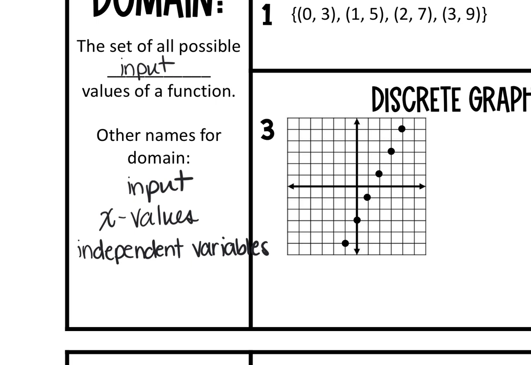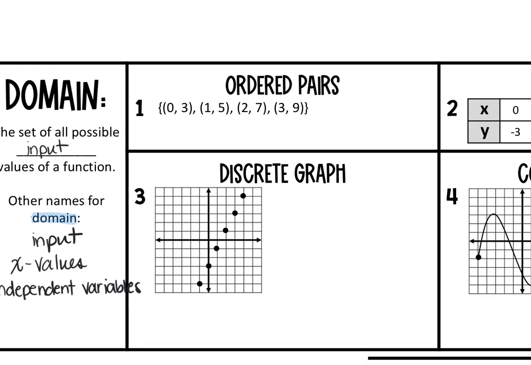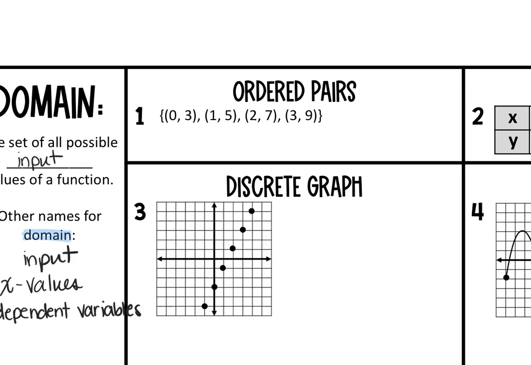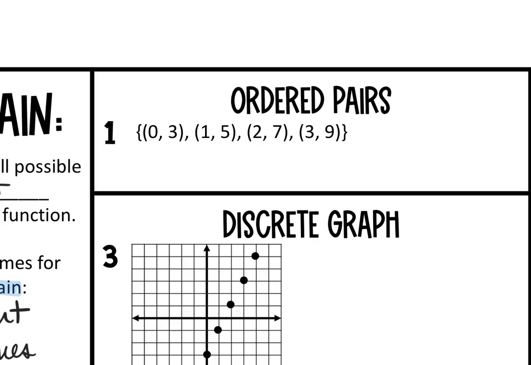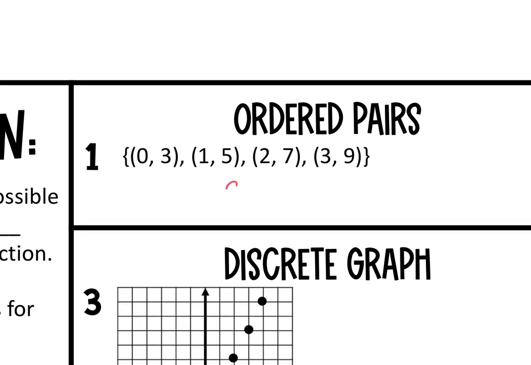So I just want you to make sure you recognize that no matter what terminology the question uses, input, x values, independent variables, domain, all those words mean the same thing. Okay? So when we are identifying domain and range, I've given us multiple different representations. Number one starts with ordered pairs. Once again, if domain is just the x values, then all we're doing to identify the domain in this set of ordered pairs is just listing the x values from each point. So we would just list 0, 1, 2, and 3.